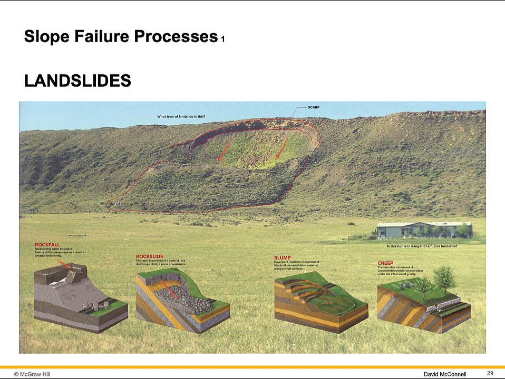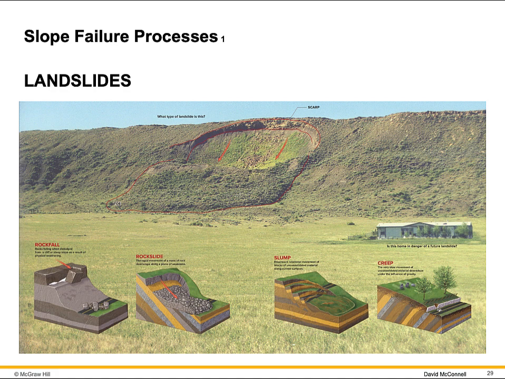Slope failure processes. Landslides. Up at the top, what kind of landslide would you call this? Rockfall. Rocks falling when dislodged from a cliff or steep slopes as a result of physical weathering. A rock slide is the rapid movement of a mass of rock downslope along a plane of weakness.